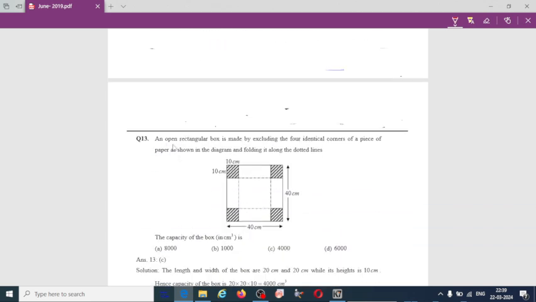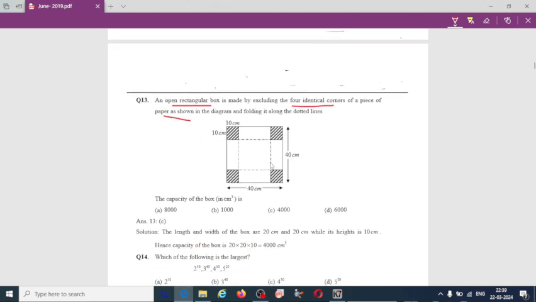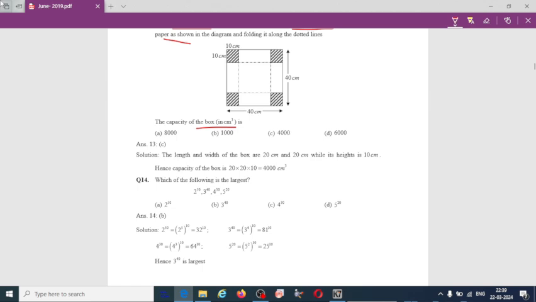An open rectangular box is made by excluding the 4 identical corners of a piece of paper as shown in the diagram and folding it along the dotted lines. The capacity of the box in centimeter cube. So the length and width of the box are how much? 20 each, 20 centimeters, while its height is 10 centimeters.